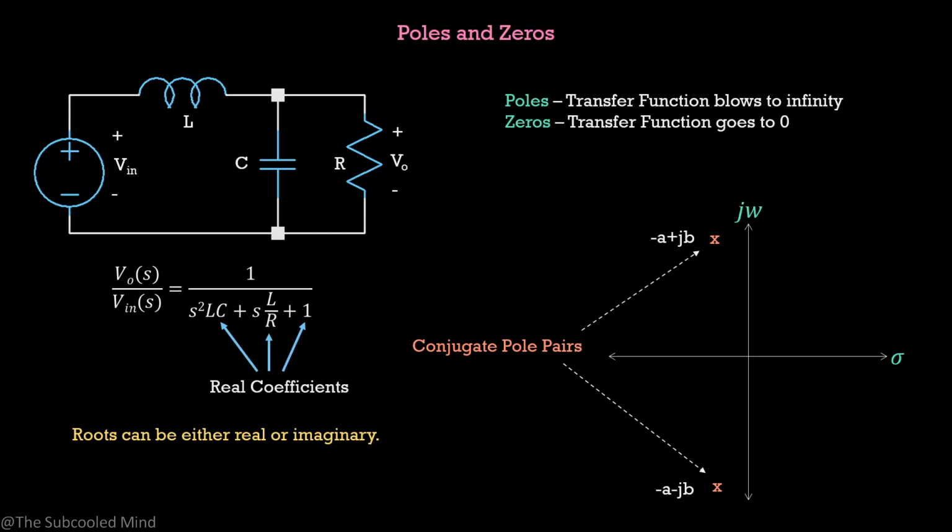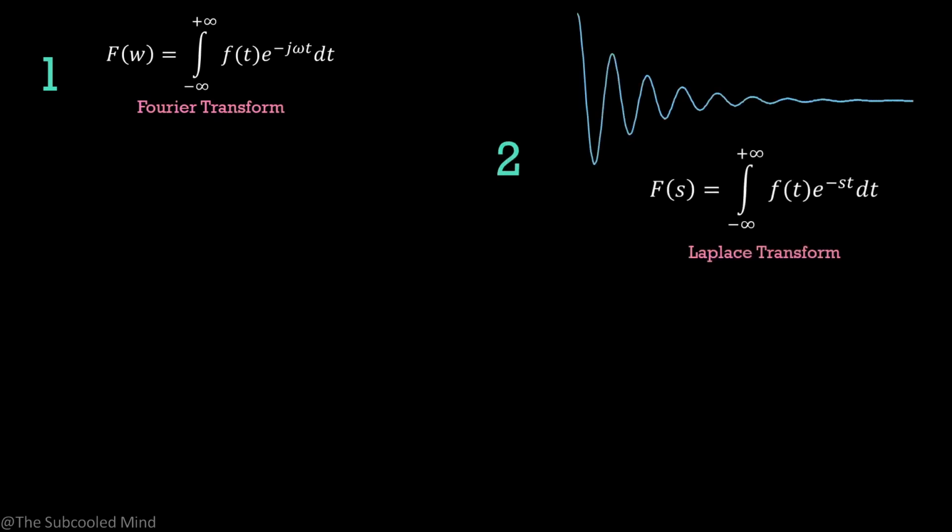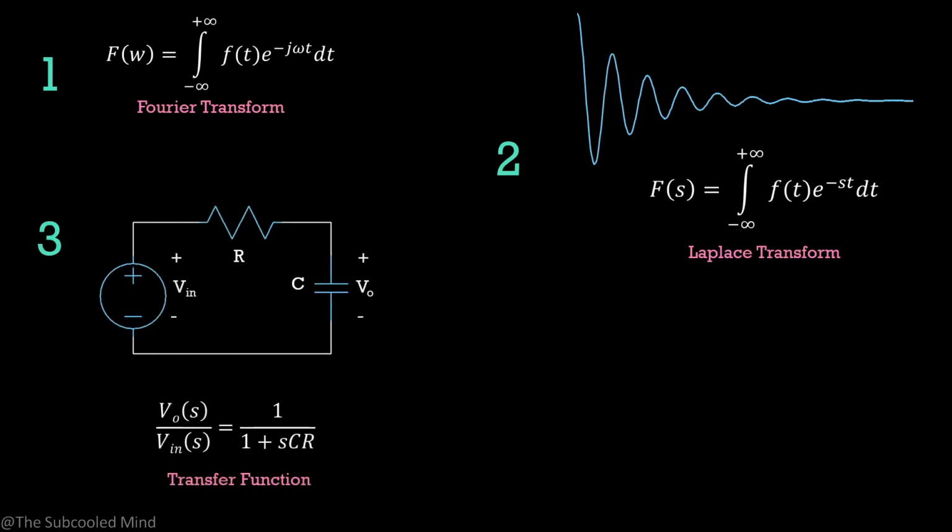Let us have a look at what we discussed today. We understood that Fourier transform is required to identify what frequencies are present in a signal. But Fourier transform does not include the damping factor, so we introduced the Laplace transform. For any system, we can express the output to input ratio in S domain, and this is called the transfer function. Then we can identify poles and zeros of this transfer function and plot it on an S plane.